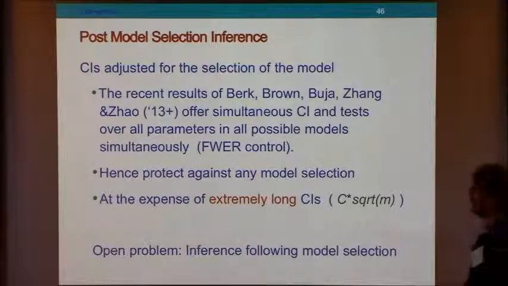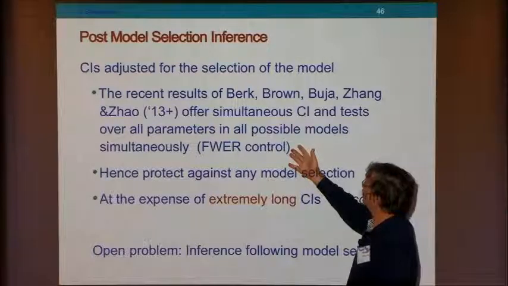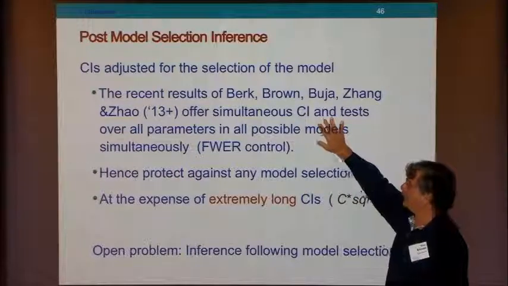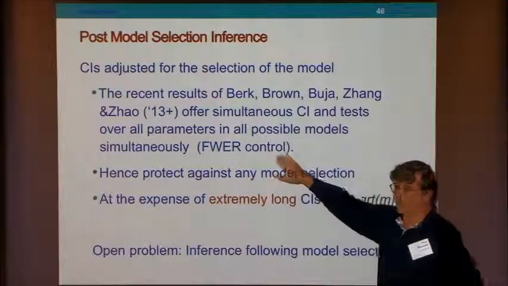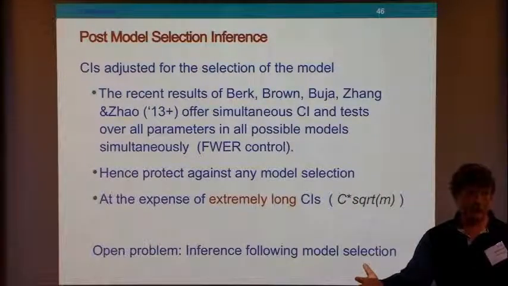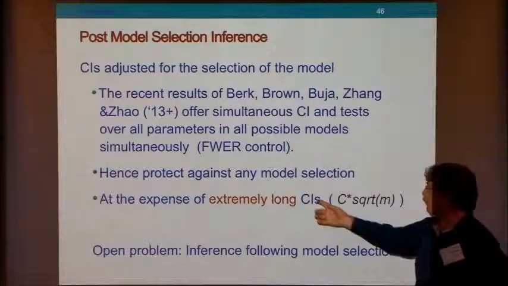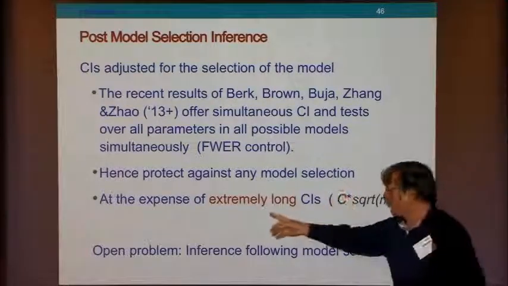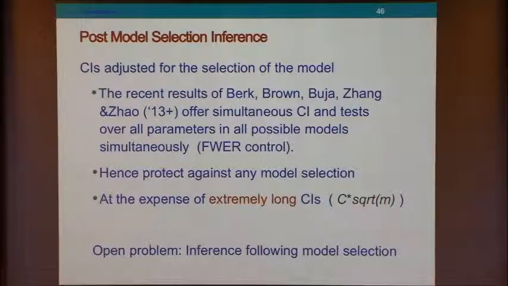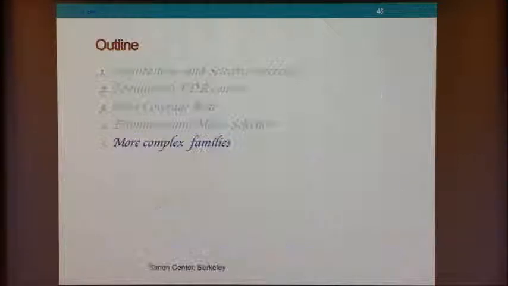No, that's what I said before. I just want to mention that part of the interest is because of the recent result of Berk, Brown, and Buja that solved the problem entirely, but solved it in the family-wise error rate control over all possible selected models. I mean, they solved a huge problem. By solving the huge problem, they protect against any model selection, at the expense of extremely long confidence intervals that go like the square root of m, where m is the number of potential coefficients. So in fact, I'm just making the statement that this is an open problem: how to utilize the selection process in order to get reasonable inferences.